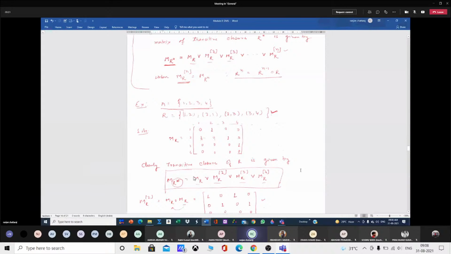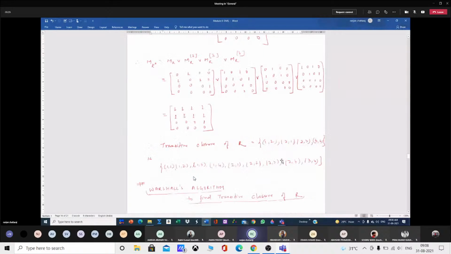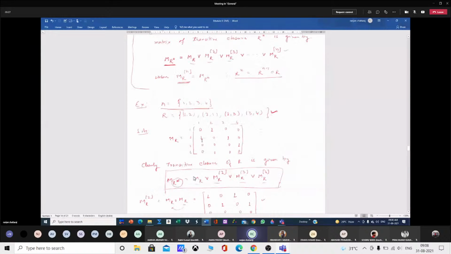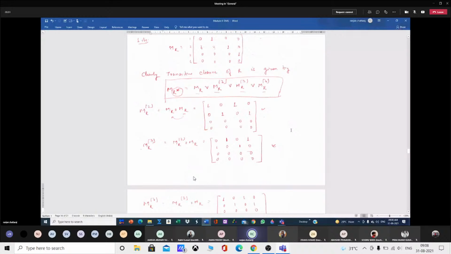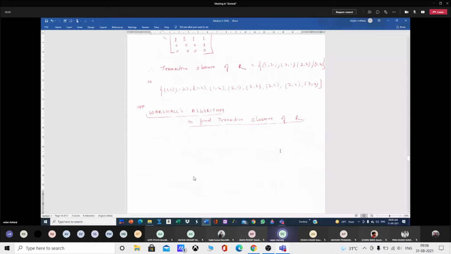Another way, this is one algorithm. So another algorithm is Warshall's algorithm. So let me see the relation first: 1, 2, 2, 1, 2, 3, 3, 4. So again, you consider Warshall's algorithm to find the transitive closure. This is very important.